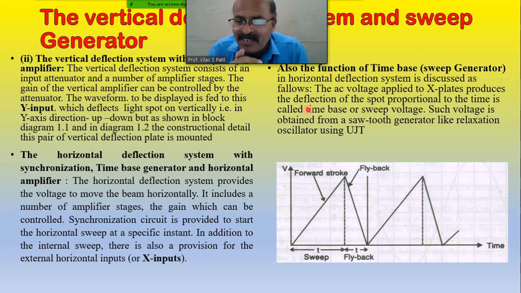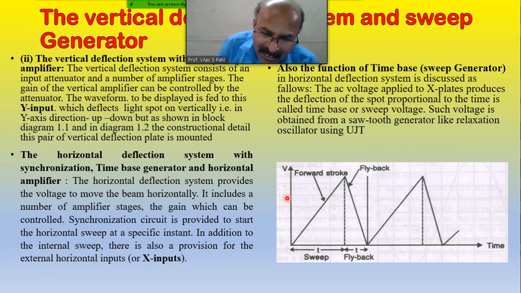बऱ्याचदा आपल्याला ऑब्जेक्टिव्ह मध्ये विचारलं जातं, what is the output of the X plate of the CRT, that will be the time base output or sweep generator output or sweep voltage. जिथं time base किंवा sweep voltage आहे ते आपण सिलेक्ट करायचं. Such a voltage is obtained from a sawtooth generator like the relaxation oscillator of a UJT. Friends, here it is simply shown that the relaxation oscillator or the time base output or sweep generator is an application of the UJT, and UJT is the unijunction transistor.